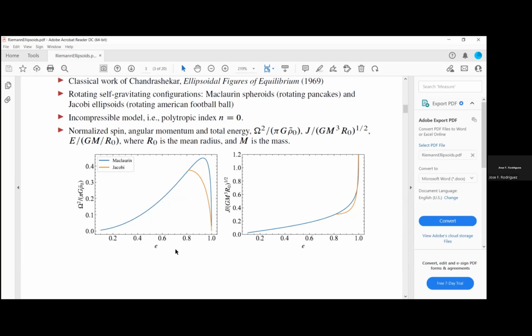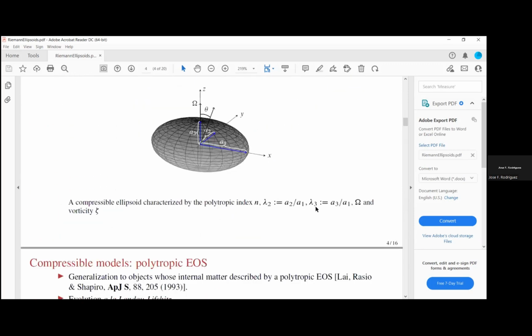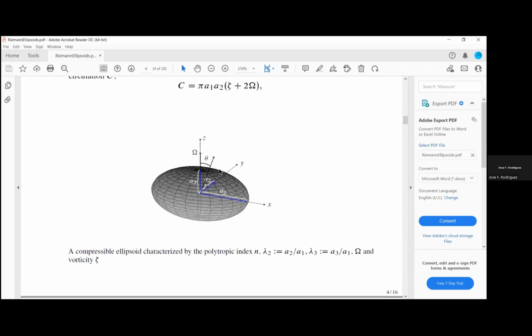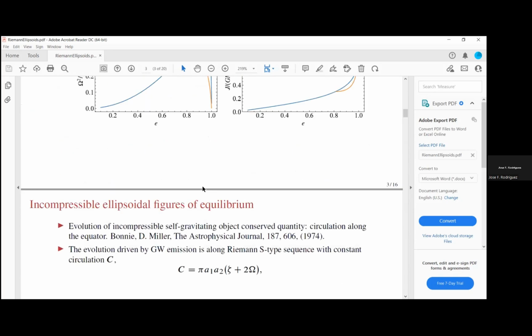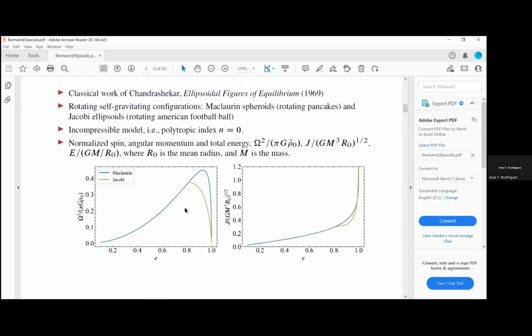And e is the eccentricity, defined as the square root of 1 minus lambda 3 squared. This is a cartoon of the ellipsoid. We can see the axes here, A1, A2, A3, and we assume that the ellipsoid is spinning along the axis that we call A3. These are the equilibrium sequences, and we can see a bifurcation point here where the Maclaurin spheroids bifurcate into the Jacobi ellipsoids.